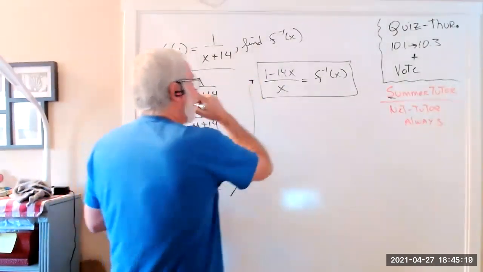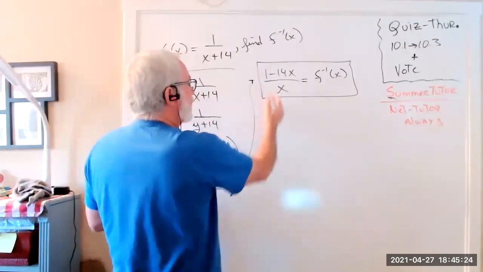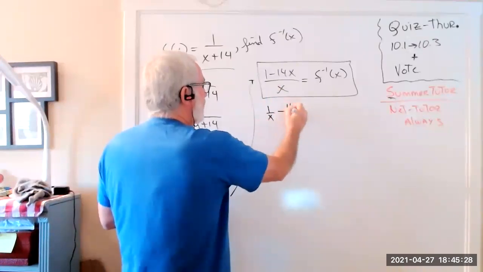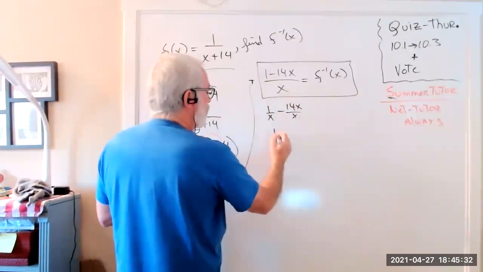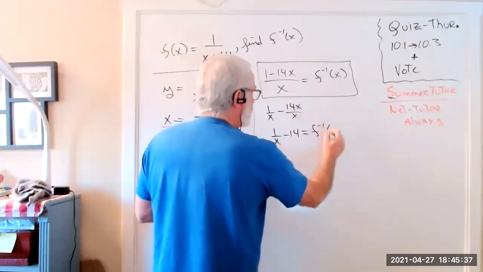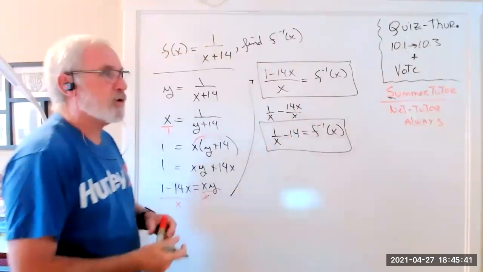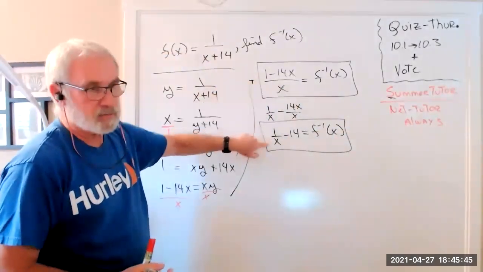Okay. Well, we know a couple things. We know that we can take this apart. So this will become 1 over x minus 14x over x. So this will become 1 over x minus 14 equals f inverse of x. So that's an alternate form for the same problem.